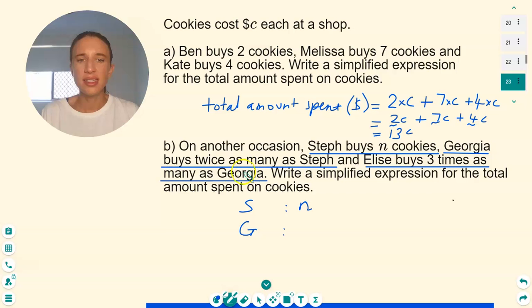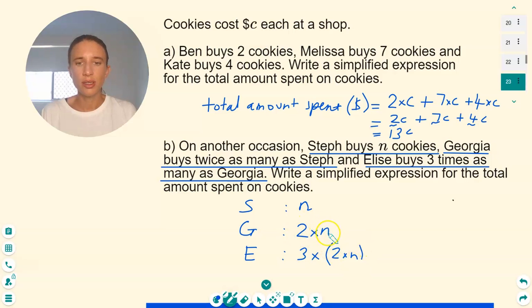Georgia buys twice as many as Steph. So if Steph buys N and Georgia buys twice as many, we're going to be 2 times N, because twice or double means times 2. So that's Georgia's. Elise buys 3 times as many as Georgia's. See how Georgia's was 2N? So 3 times hers.